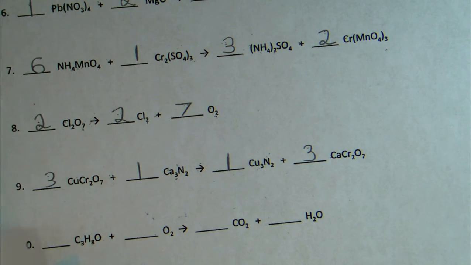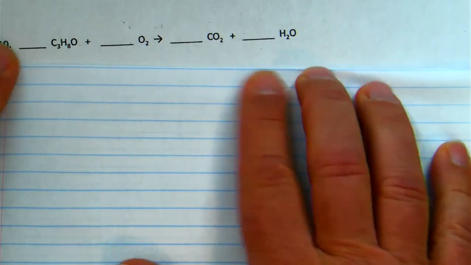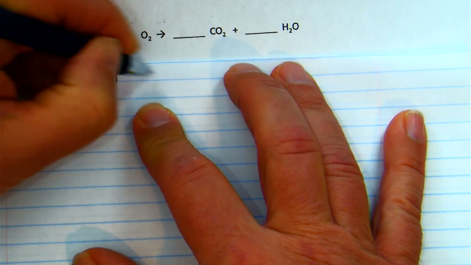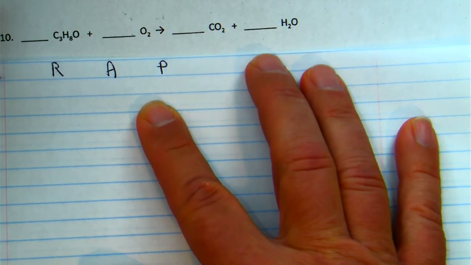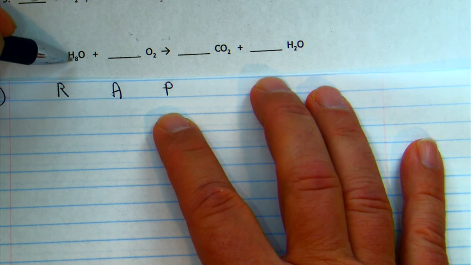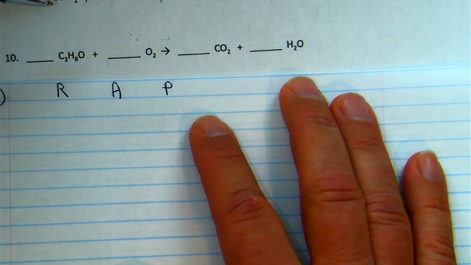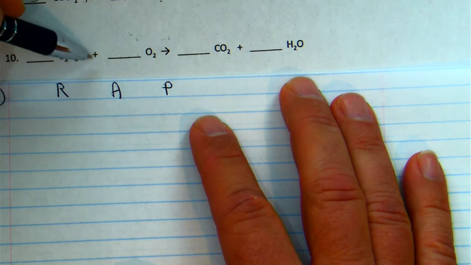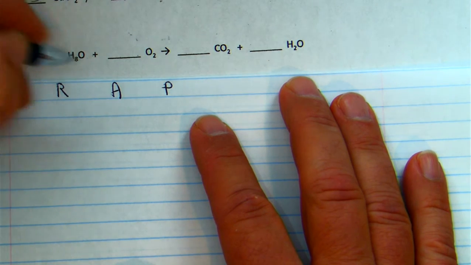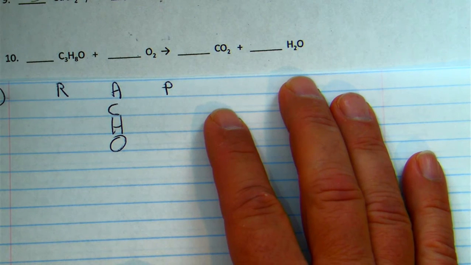Last one. This is called a combustion reaction. C3H8O is a hydrocarbon, and it decomposes, it burns in the presence of oxygen. So we're going to have to go individual atoms: carbon, hydrogen, and oxygen. Okay.